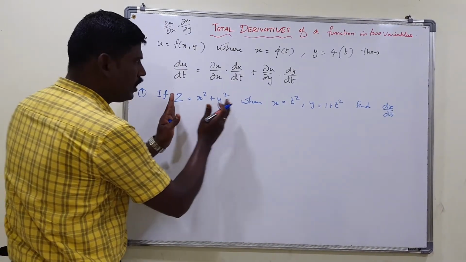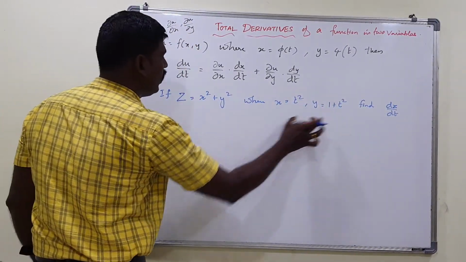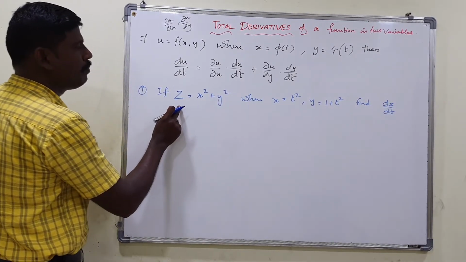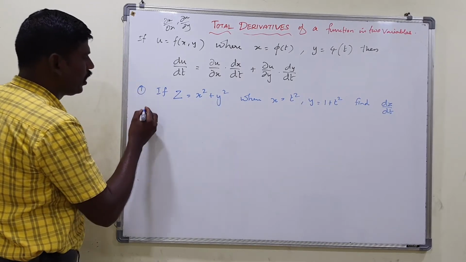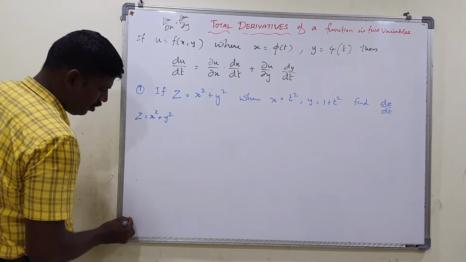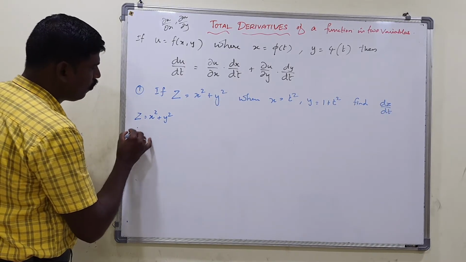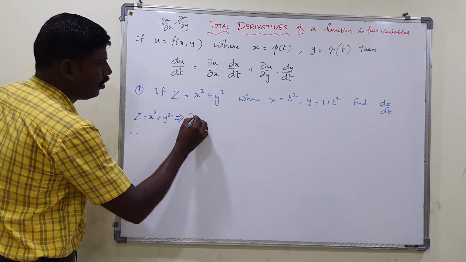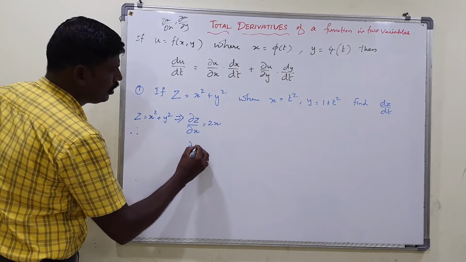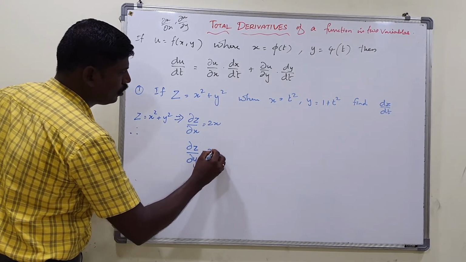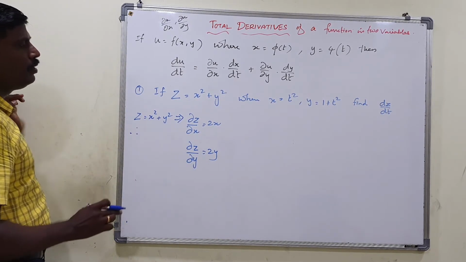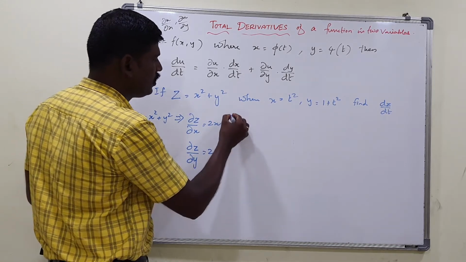Okay, so look at the given functions. There are 3 functions given. First function is z. z is a function of 2 variables x and y. So take the partial derivative of z with respect to x and y. Okay, right? What is z? z is equal to x square plus y square. Right? Therefore, what does this imply? We can find dou z by dou x is equal to 2x. Same like that, dou z by dou y is equal to 2y. Right? So I differentiate z partially with respect to the variables given in the right hand side.